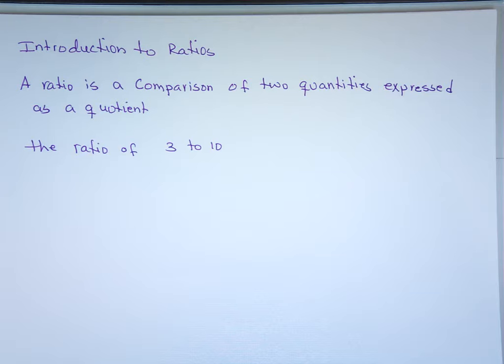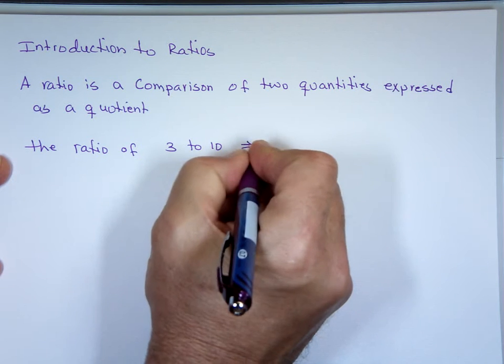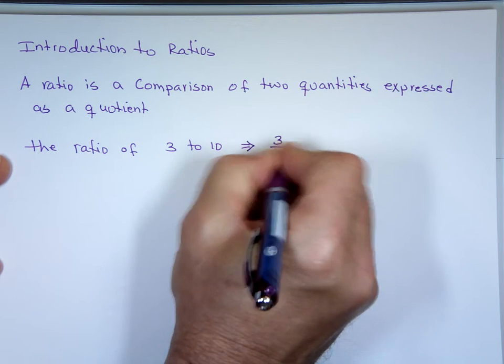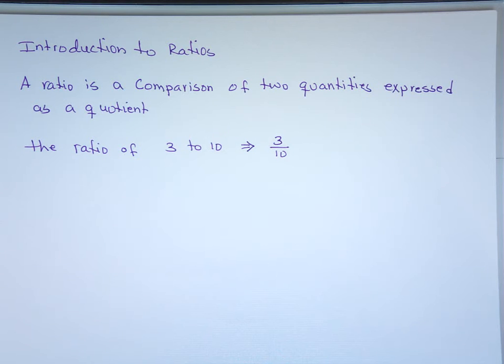So when you look at that, this will be what? 3 over 10, and you will simplify it if you can. Well, I can't simplify this.